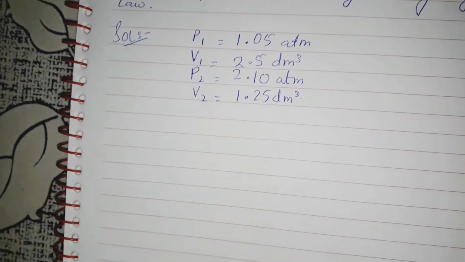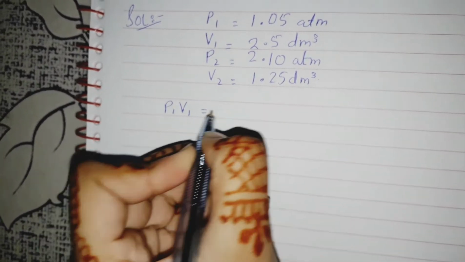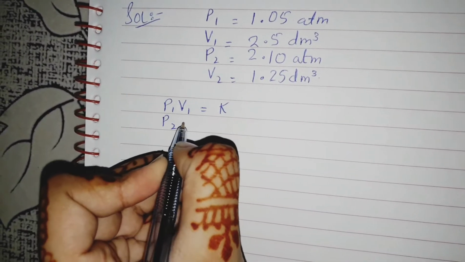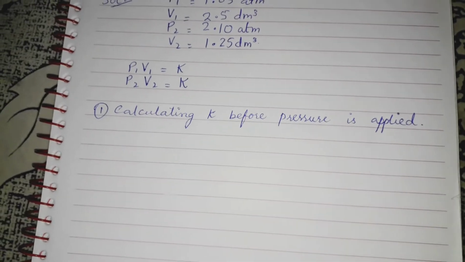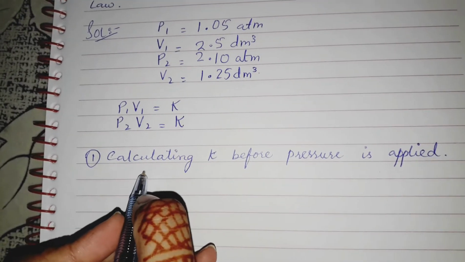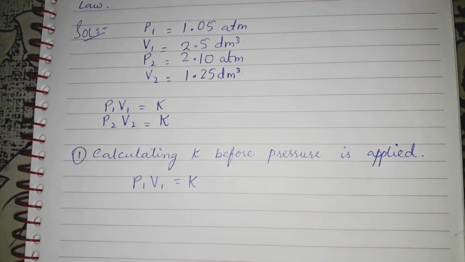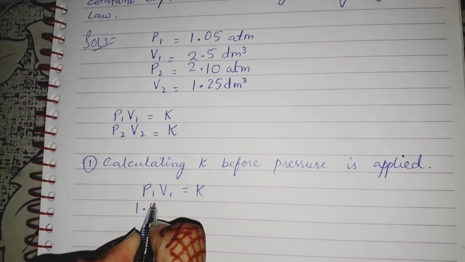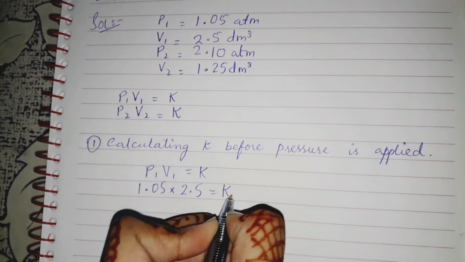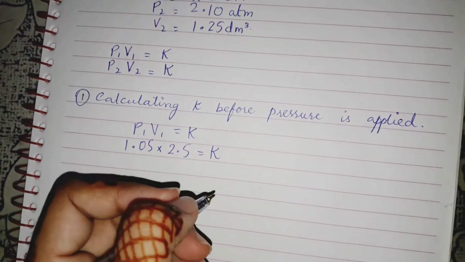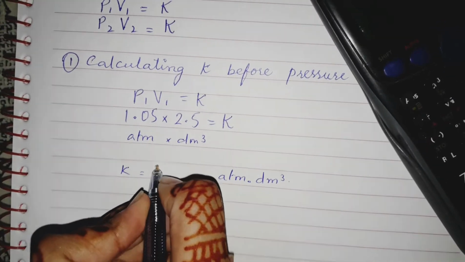We are going to calculate the value of K for both the conditions. P1 V1 is equals to K and P2 V2 equals to K. We are going to calculate K before the pressure is applied. So here we are going to use this equation, P1 V1 is equals to K. P1 is 1.05 and V1 is 2.5 is equals to K. So we are going to calculate it. We get 2.625 atm decimeter cube.